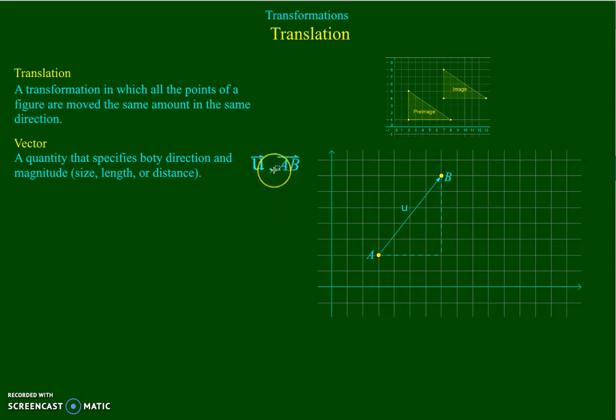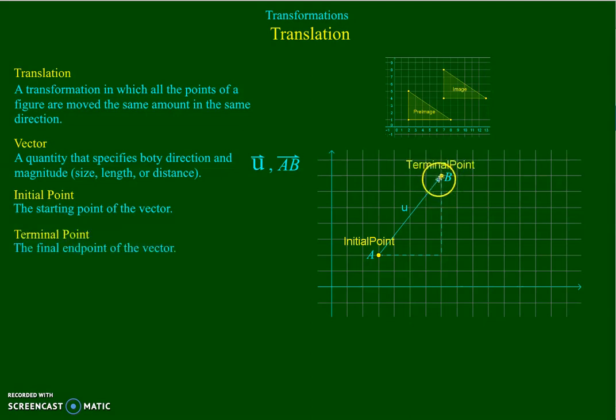So a vector has several pieces to it. This point, the starting point, is called the initial point. It's just as it sounds, the starting point of the vector. This would be the terminal point, and that's the final endpoint of the vector. The magnitude would be the length of that segment from here to here.